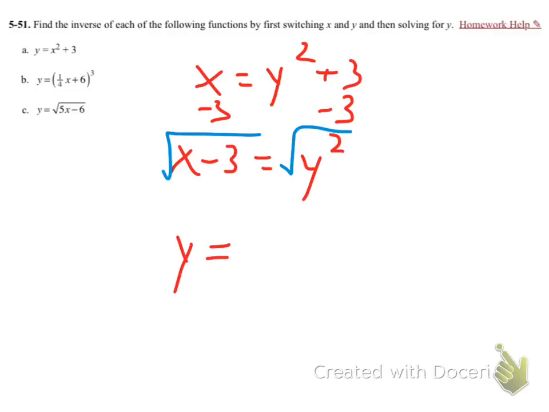And here's where a lot of mistakes are made. When I square root, I get both the positive and the negative square root of x minus 3. Notice the x minus 3 is completely under the radical, because when I took the square root, I took the square root of the entire side. So that is the answer for A.